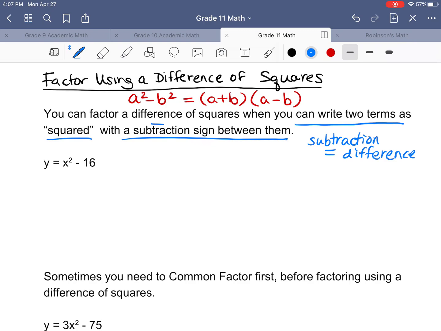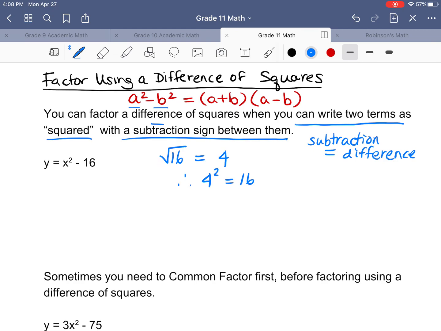So let's take a look at our first example. We have y is equal to x squared minus 16. And we want to see if we can write this as something squared minus something squared. So our x squared, that's already something squared. Now, what about 16? If you're not sure if you can write 16 as another number squared, what you can do is you can take the square root of it. So if I take the square root of 16, that gives me 4 exactly. So this tells me that if I write 4 squared, this will be equal to 16.